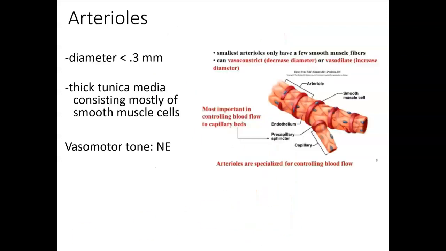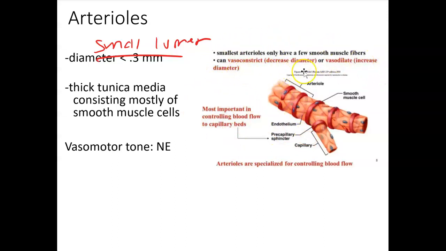Now, the arteries are going to feed blood into smaller vessels called arterioles. They just have a small lumen. You don't have to memorize the diameter here. They're smaller and more numerous, and the blood flows into these from arteries. They have a thick tunica media and a lot of smooth muscle. So these are our main vasoconstrictor and vasodilator vessels.